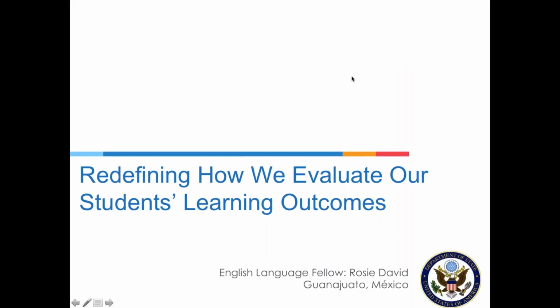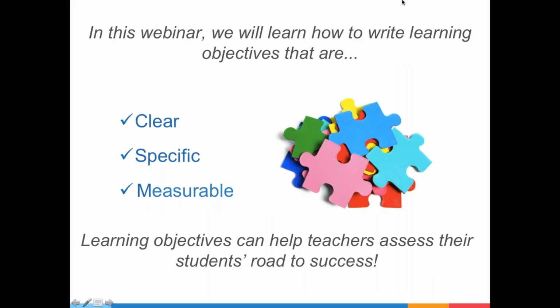Okay, the title of this webinar is Redefining How We Evaluate Our Students' Learning Outcomes. So today we're going to talk about how to write learning objectives. I want to make sure that you learn how to write learning objectives that are clear, specific, and measurable. Because as teachers, it's really important that we understand how we can assess our students because we want them to be successful in our English language classroom. So we're going to start with a poll because, you know, we like this to be interactive.